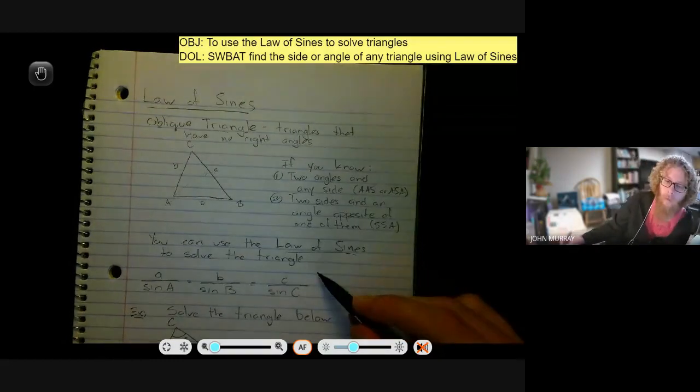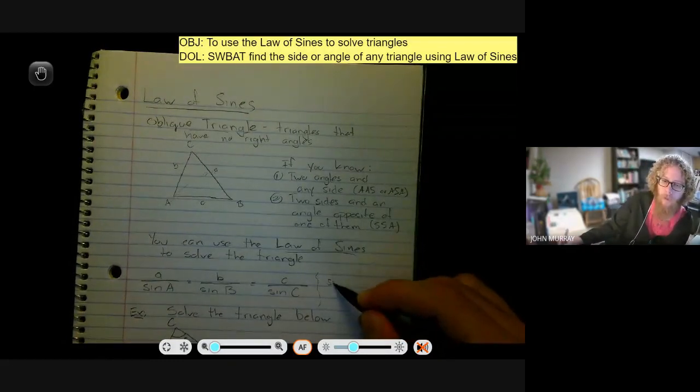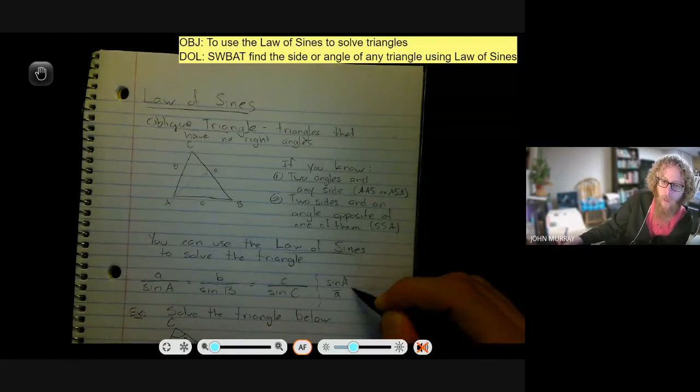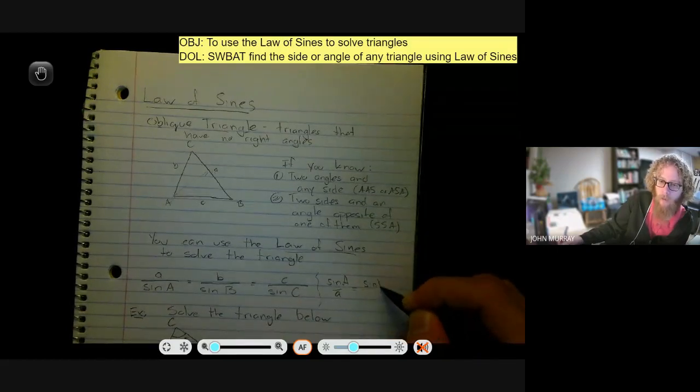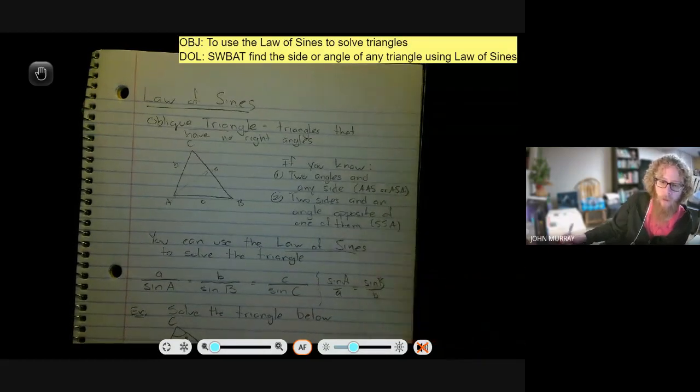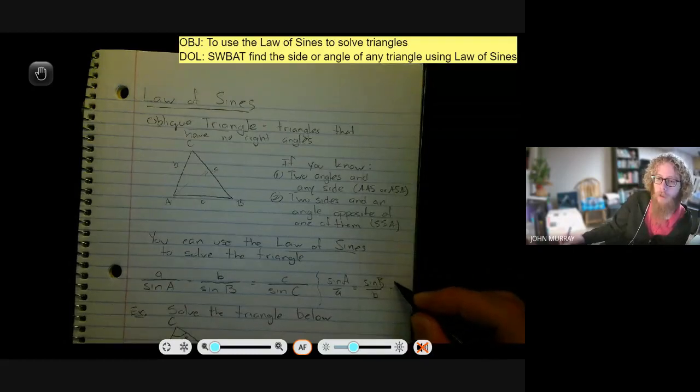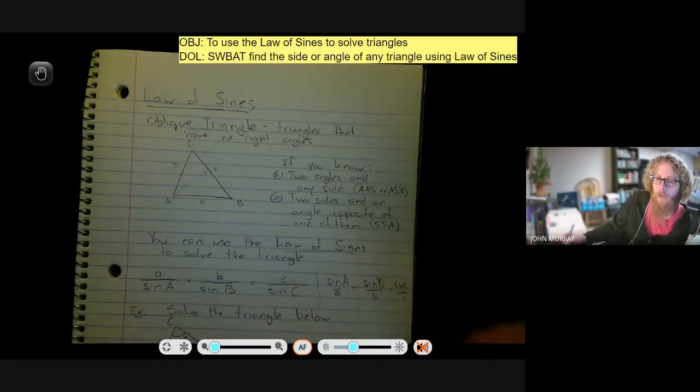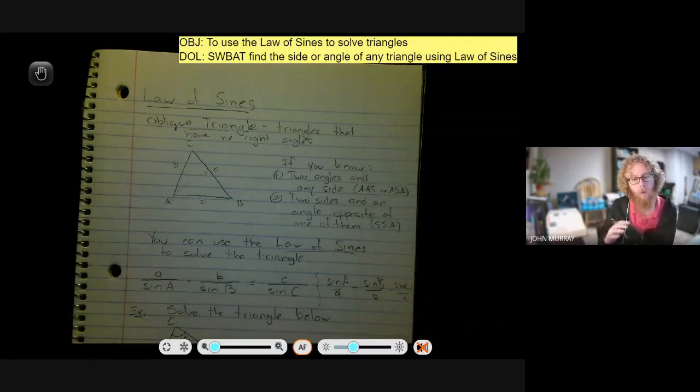You can also flip them around. So you can have the sine of A over a is equal to the sine of B over b equal to sine of C over c. It doesn't matter the order because that's how proportions work. That's how ratios work. Usually we'll stick with this way though.